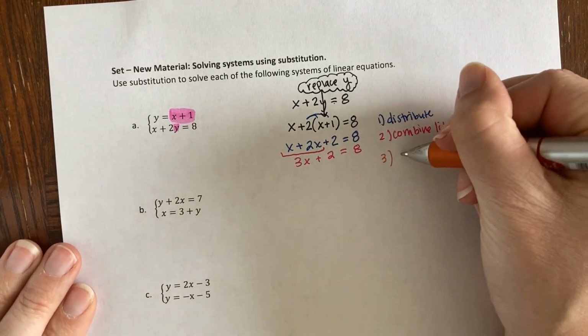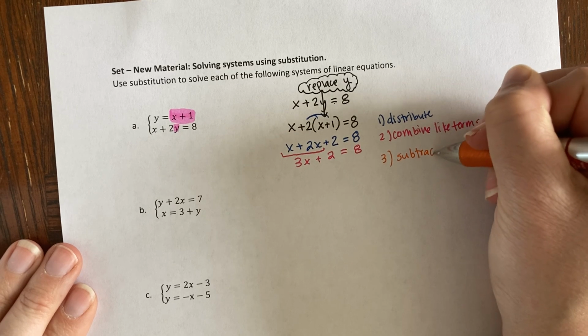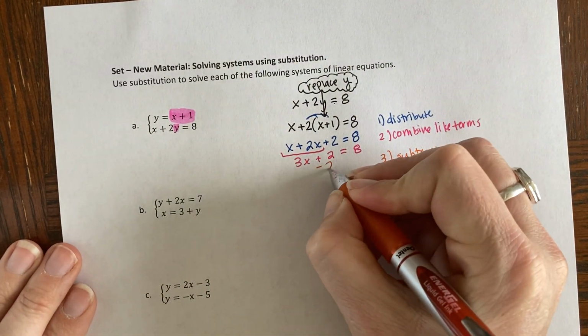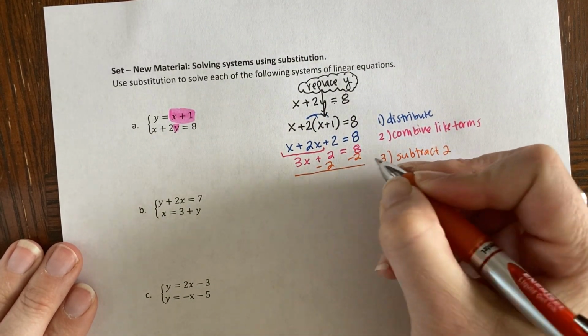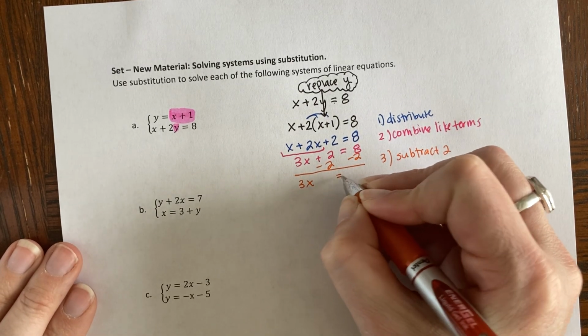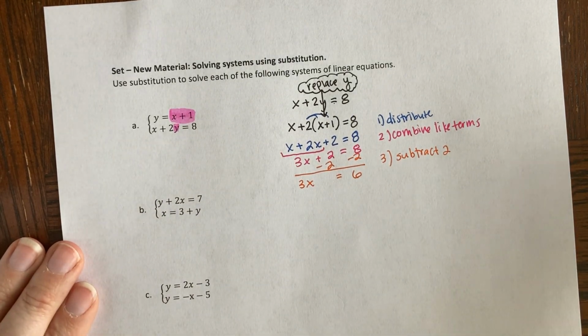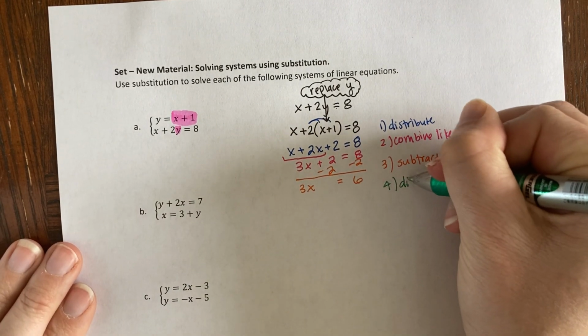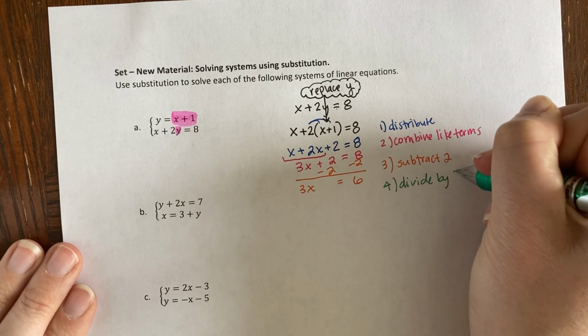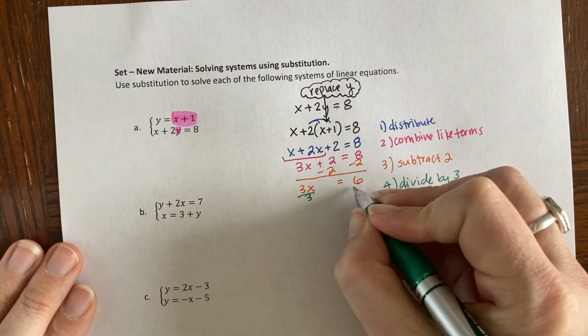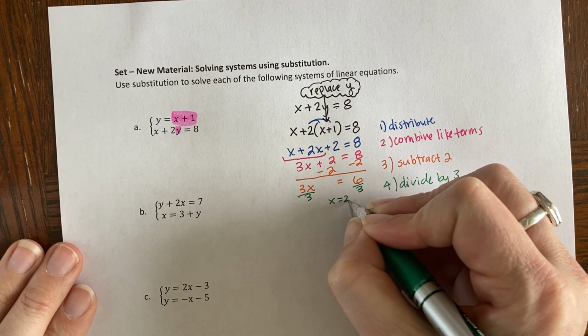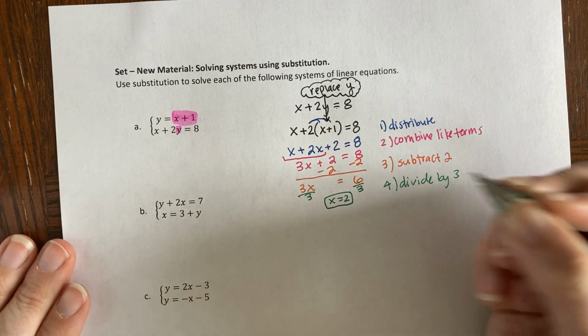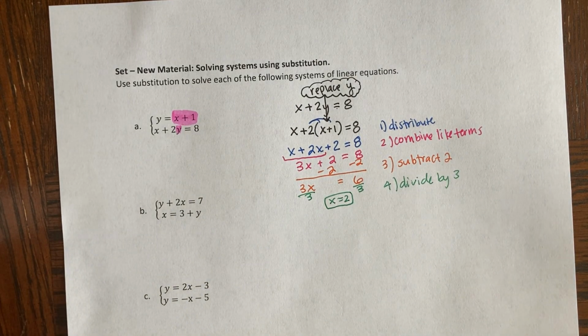Now I'm going to subtract 2. Three x is equal to 6. Then I divide by 3. X is a 2. Now I found x. My last piece is to plug it in to find y.